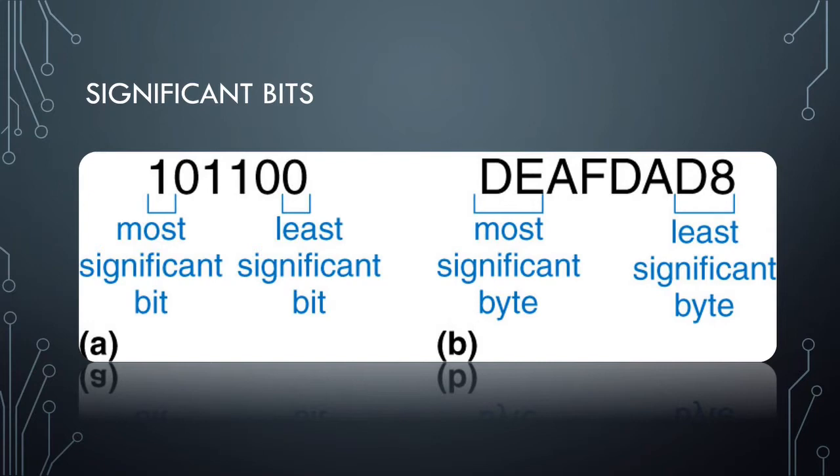On the right side, we're looking at a hexadecimal number, and instead of using bits, we're looking at bytes. So the most significant byte is again on the left, the least is on the right. If we wanted, we could use different terminology, right? We could use nibbles. A nibble is 4 bits of data. That would be one hexadecimal number.